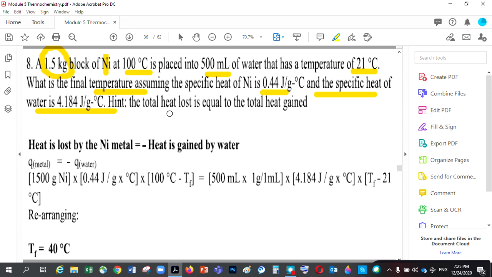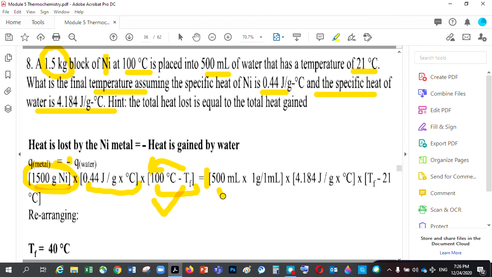Here I give you the hint: the total heat lost is equal to the total heat gained. So let's look at this. The heat lost by nickel is the heat gained by H2O, correct? Q metal equals minus Q water. We have to convert the kilograms, as I said in the beginning, into grams. So this 1.5 is 1500 grams, multiplied by the specific heat of nickel, multiplied by T initial minus T final. There is a negative here, but I took the negative out, and I switched it to 100 degrees Celsius minus T final.